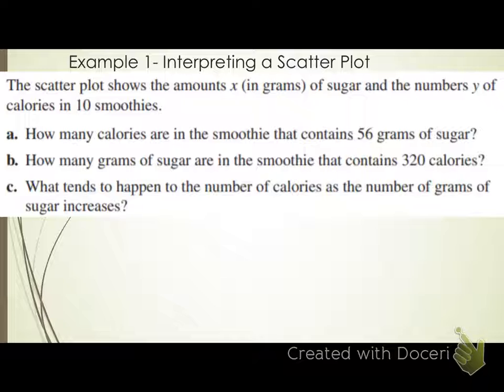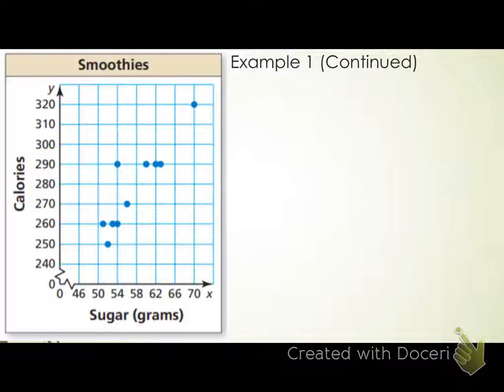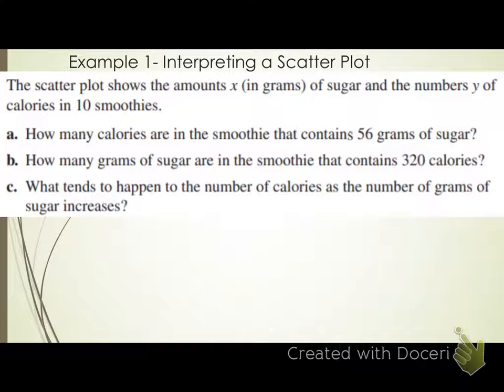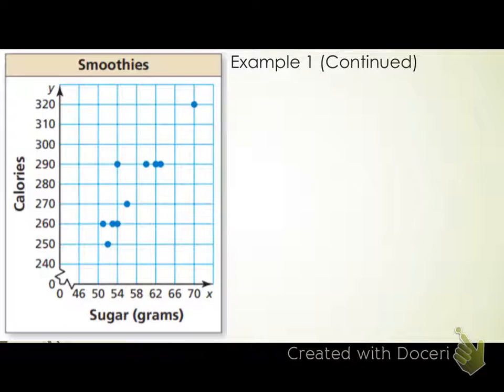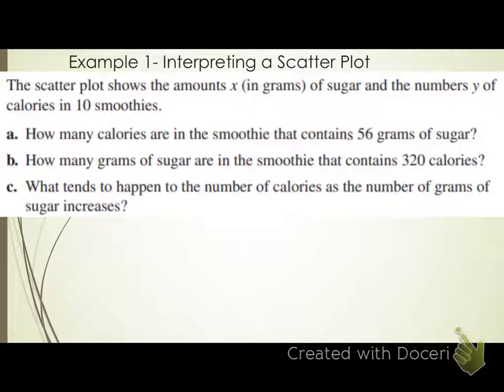So my scatter plot's on the next page. Here it is. There's 10 points on here because it says there's 10 smoothies. Each point represents a smoothie. So each smoothie has a number of grams of sugar in it, and an amount of calories in it, right? So there's my two sets of data on my scatter plot. Does everyone understand what a scatter plot is now? Okay. So we're going to answer these 3 questions about our scatter plot.